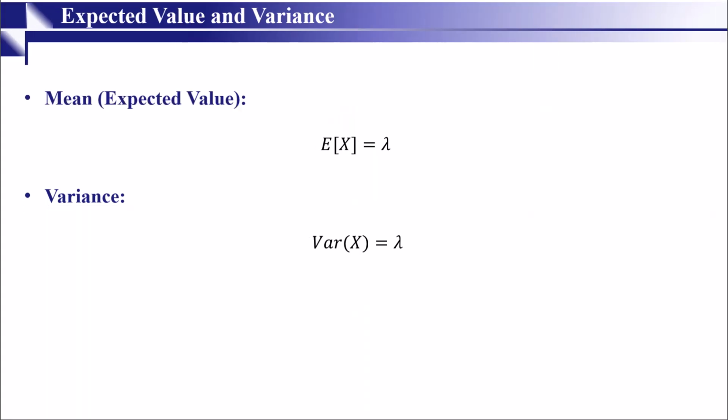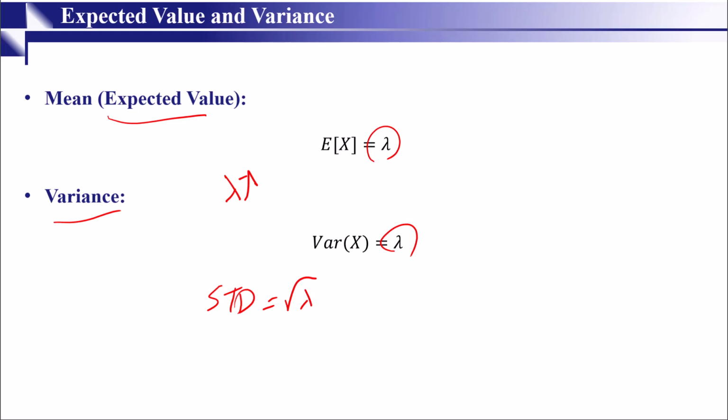So the mean, like expected value, and also the variance of a Poisson random variable are both equal to lambda. Then the standard deviation is simply the square root of lambda. Since both the mean and variance are equal to lambda, the spread of the distribution depends directly on the average rate. So it means the larger lambda implies more variability.